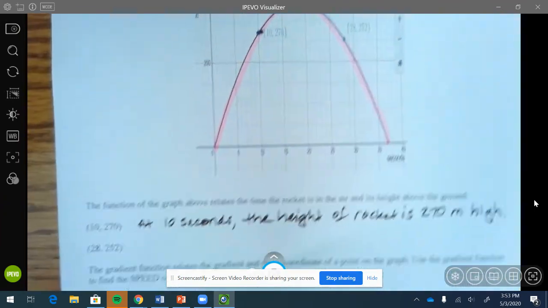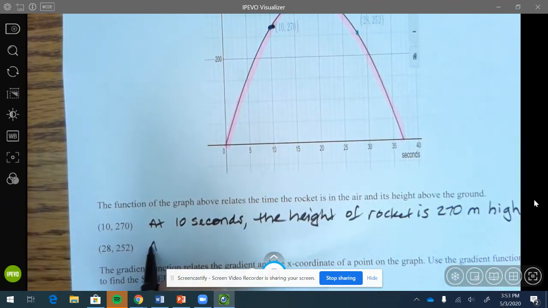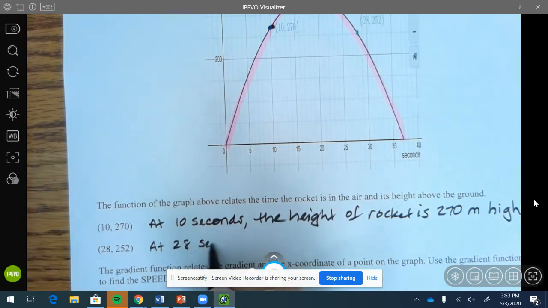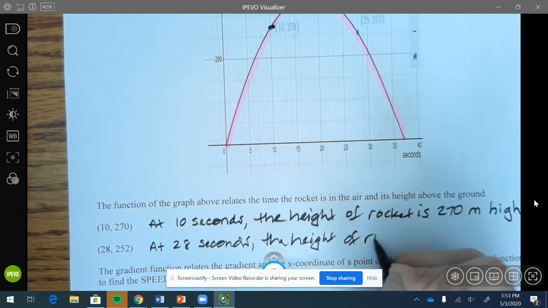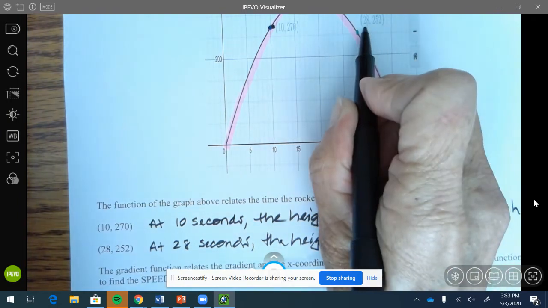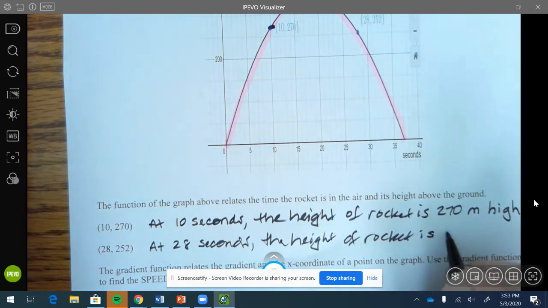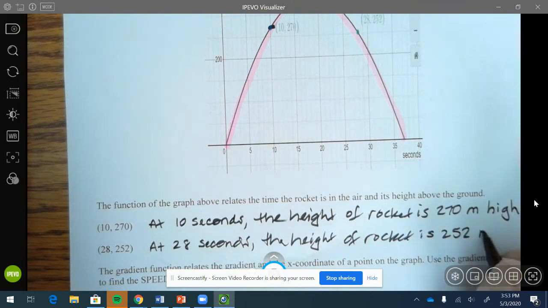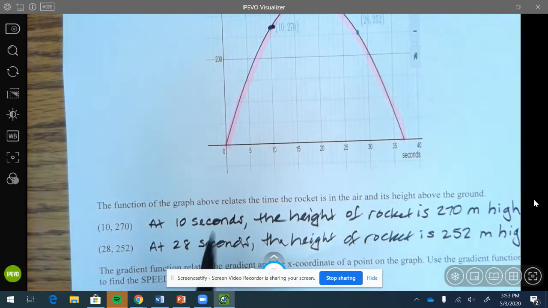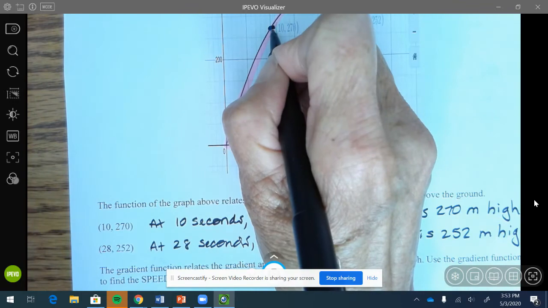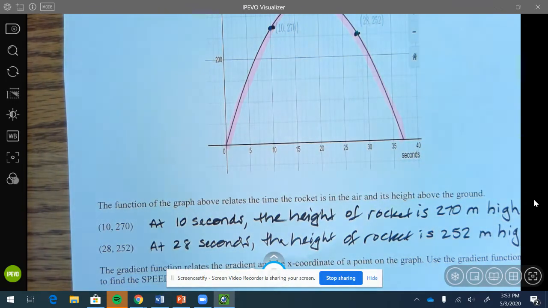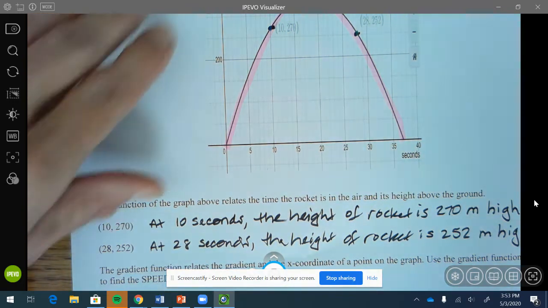And likewise, how high is the rocket at 28 seconds? So at 28 seconds, the height of the rocket is, what does it say, 28, 252, is 252 meters high. So the original function is a function of the height of the rocket and the time. But what I want to know is how fast is the rocket going at 10 seconds? How fast? So I want to know the gradient. What is the gradient at 10 seconds?